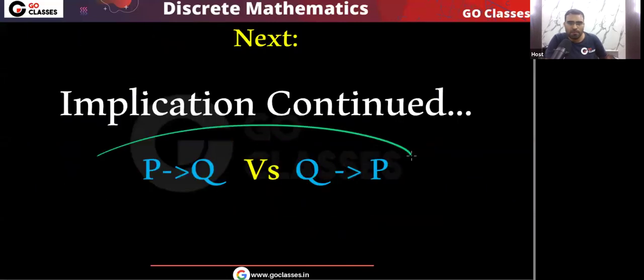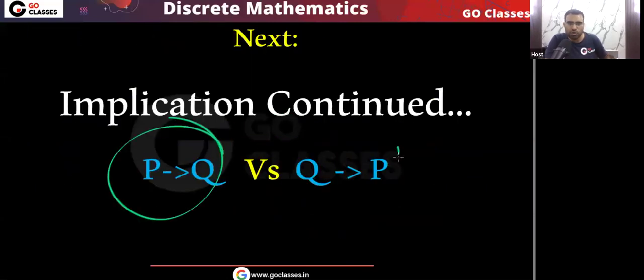Now let's see what is the difference between P implies Q and Q implies P. Are they the same? No, they are not the same. Remember, when you write P implies Q, you want to say that if P is true, then Q is true. And when you write Q implies P, you want to say that if Q is true, then P is true. Actually, they are different.